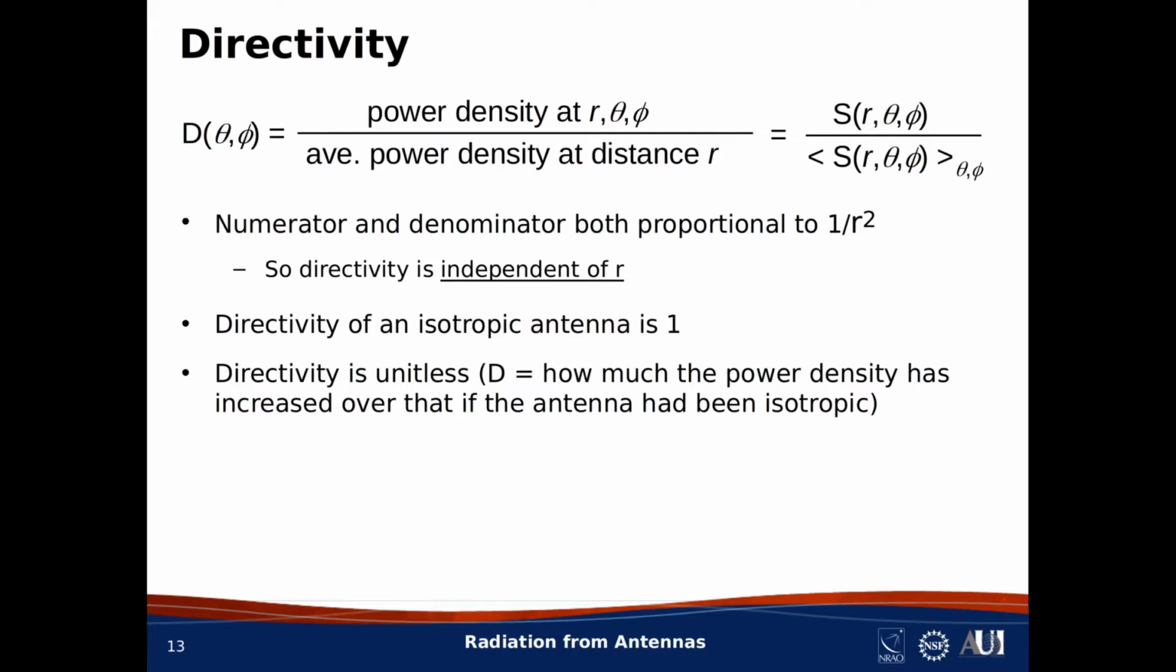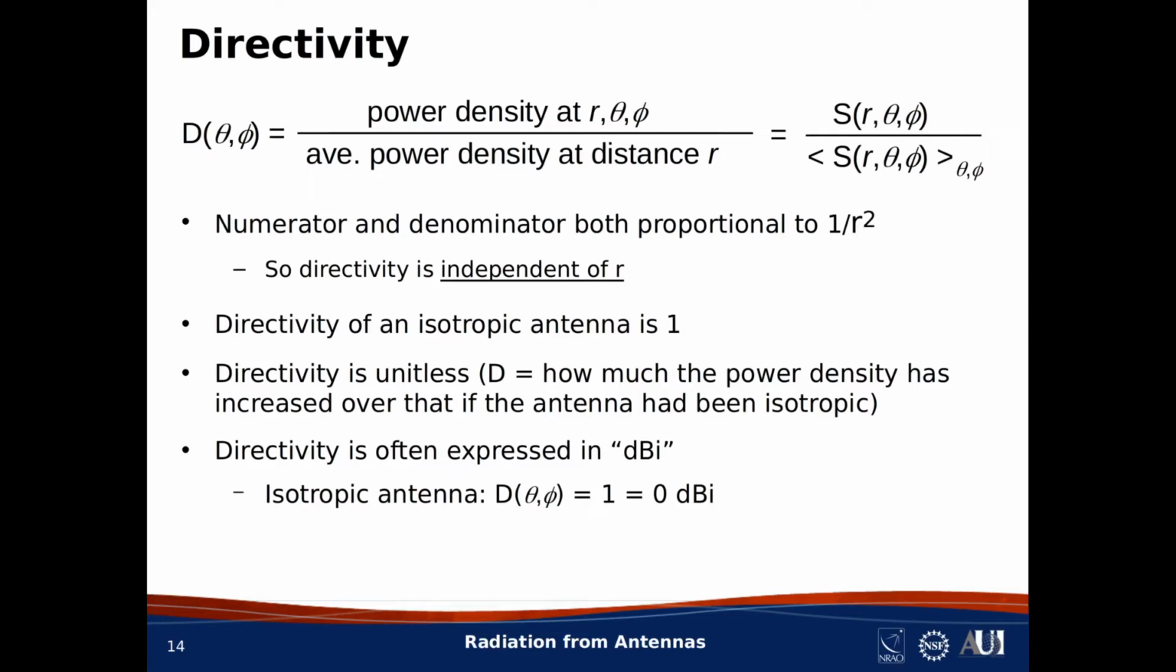The third thing I want to point out is that our definition of directivity results in a unitless quantity. From the definition at the top of the slide, you can see directivity is watts per meter squared divided by watts per meter squared, which is unitless. Another way of saying this is that directivity is a measurement of how much more power density the antenna is delivering than an isotropic antenna if it radiated the same amount of power.